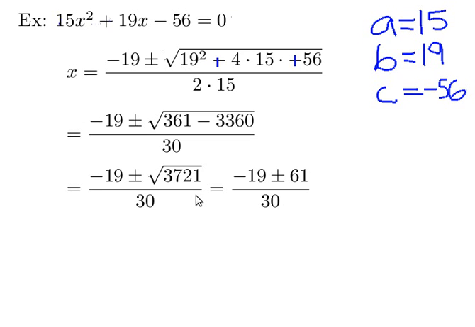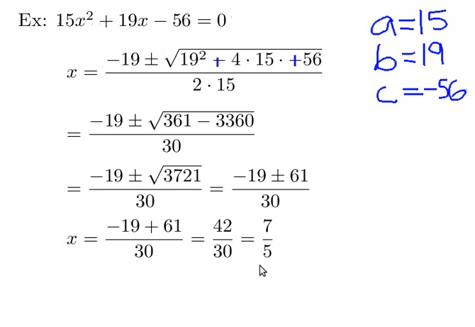So let's do the plus case first, where we have x equals negative 19 plus 61. Okay, negative 19 plus 61 will give you 42. So 42 over 30, which reduces to 7/5. So this is going to be our first answer, but we're not quite in the answer phase yet.